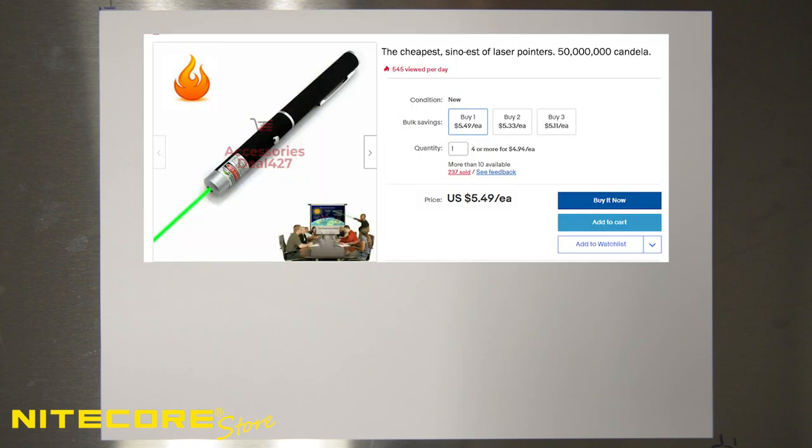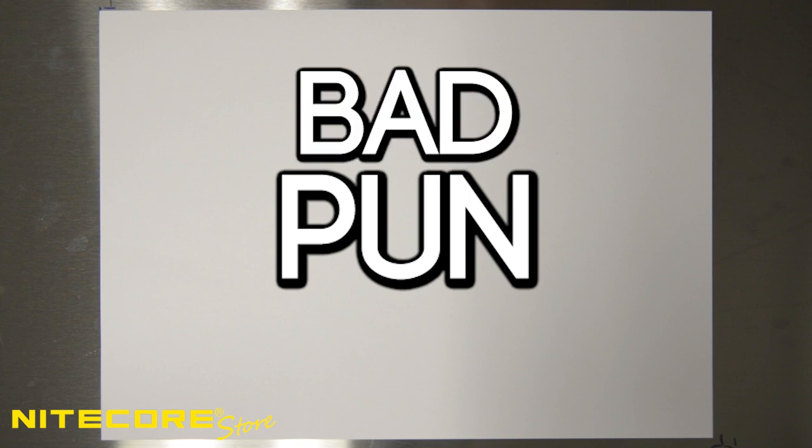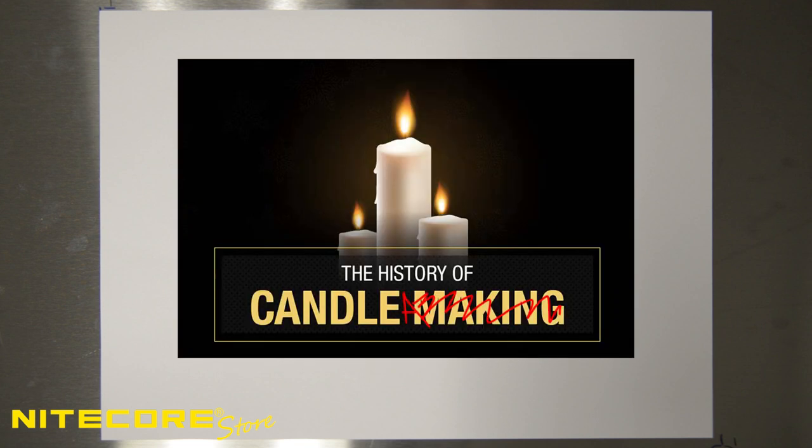Well, laser pointers have the highest candela values, and like flashlights, they are just machines, mechanical devices that convert the chemical potential energy into electric energy into visible light. So, in an effort to shed some light on what I thought should not have been a volatile topic, I will be going over the origins and history of candela.